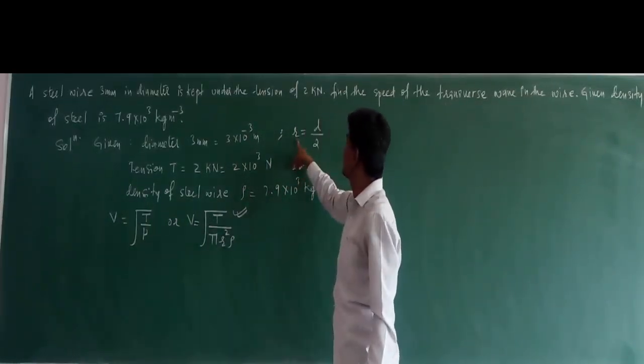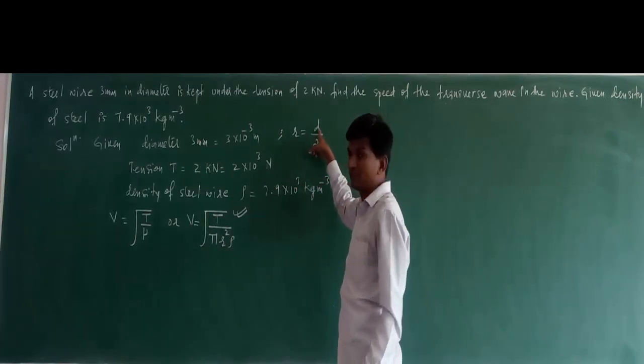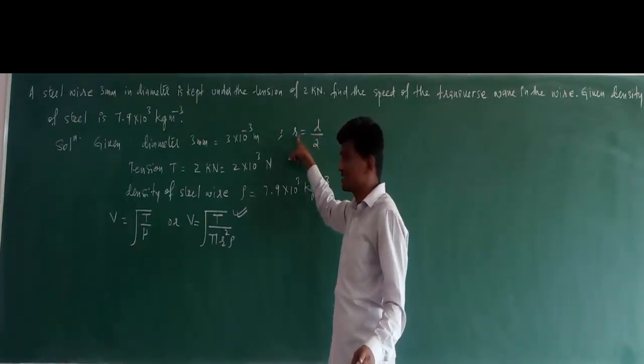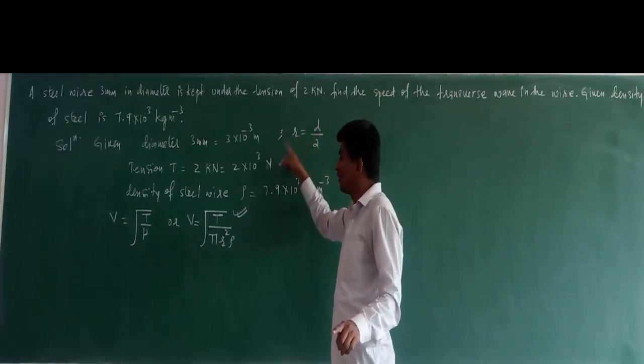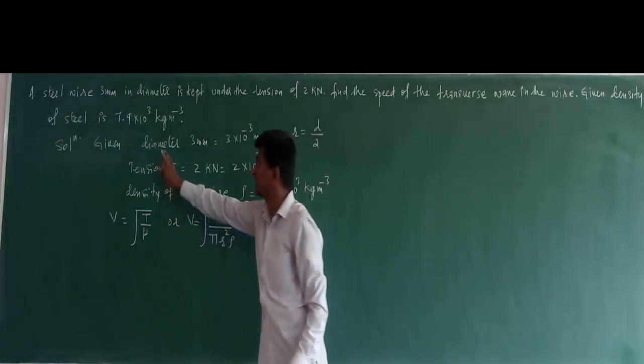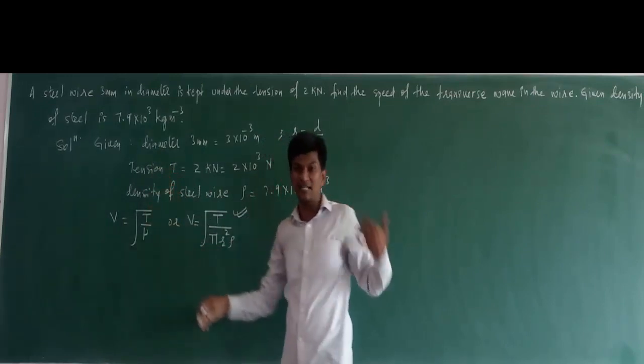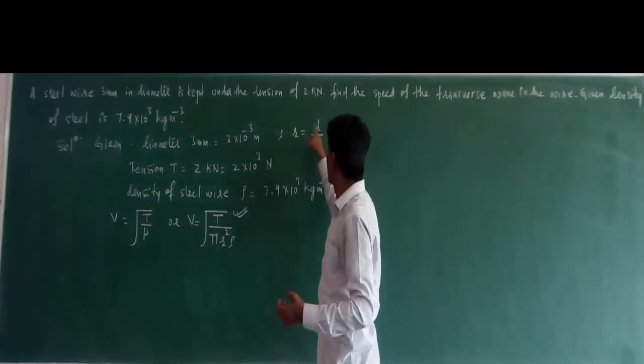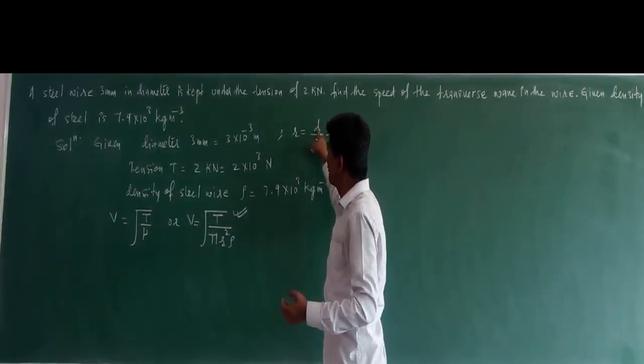So R is equal to d by 2, where d stands for the diameter of the steel wire and R stands for the radius of the steel wire. Because of this formula we have to use the radius, so that's why I have to convert diameter into the radius of the wire.